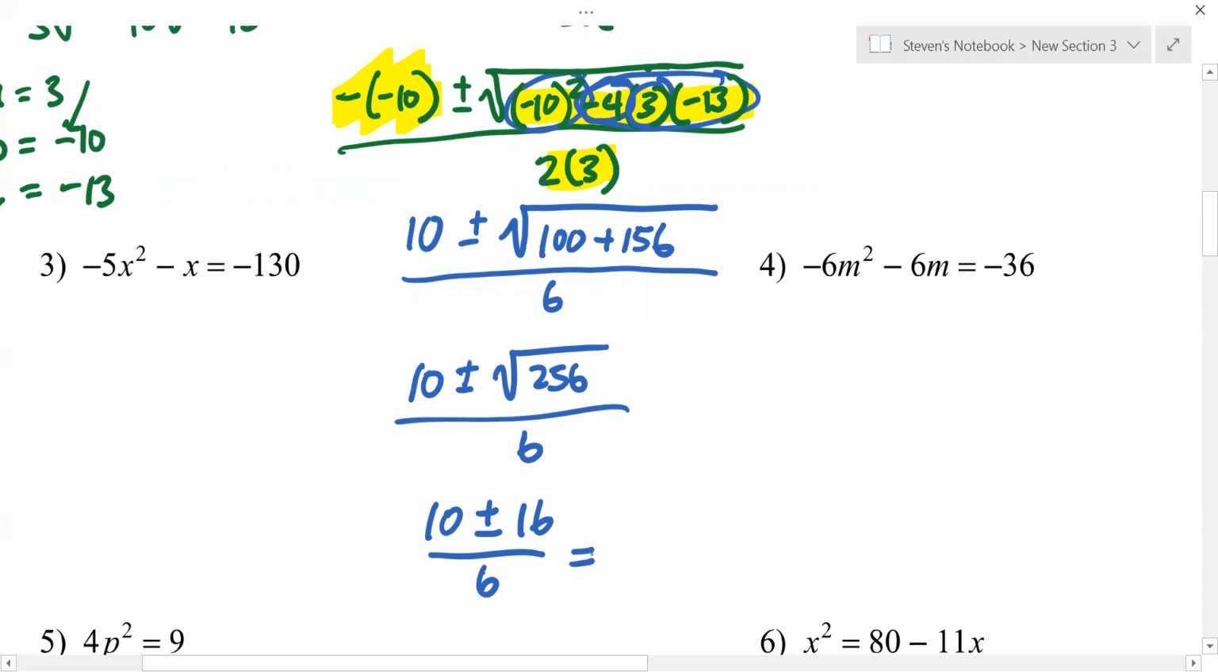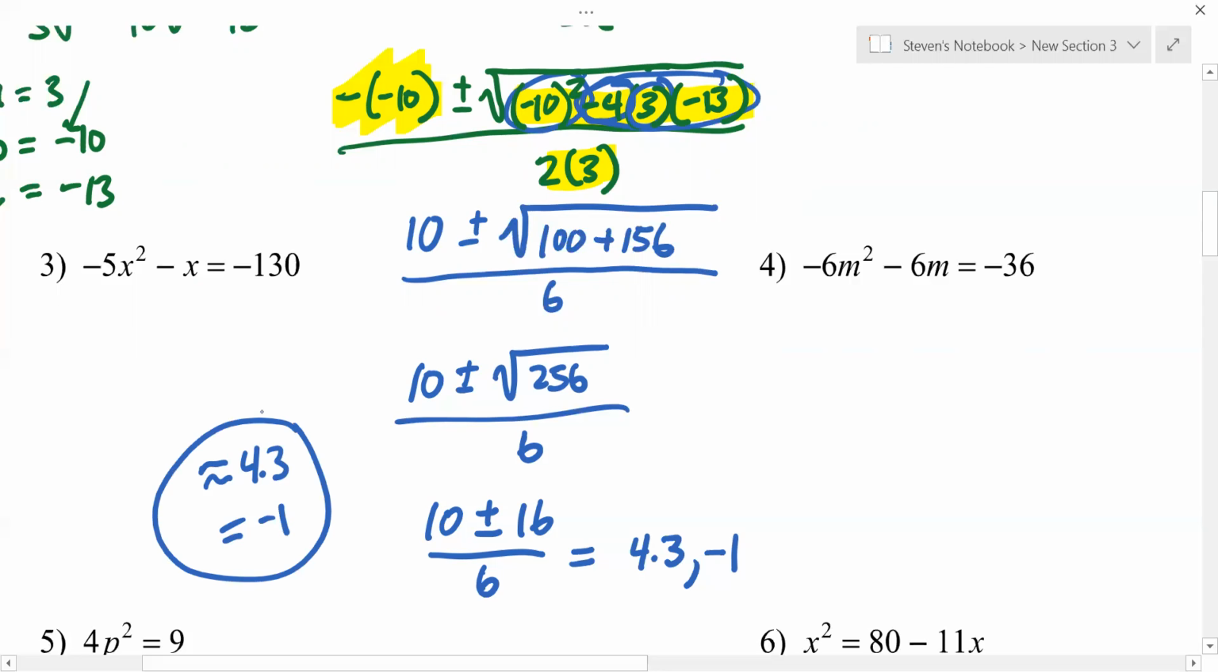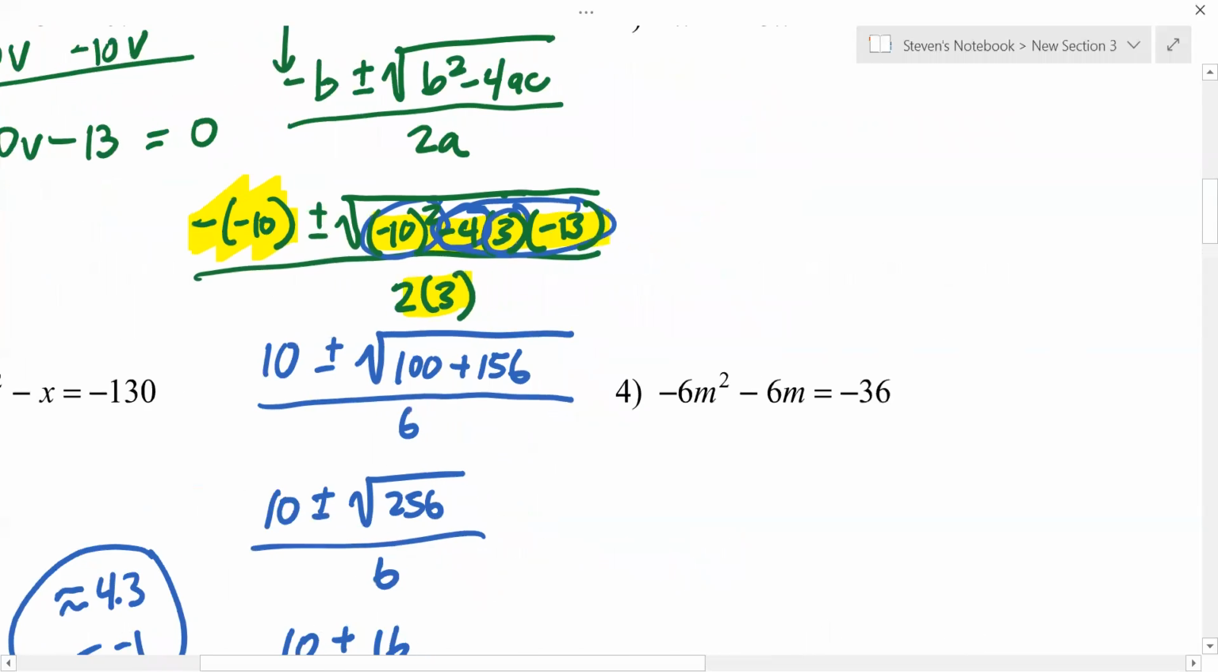All right, so we're going to get 2 answers here, right? Because it's plus or minus. So 10 plus 16 is 26, and then we have to divide that by 6. So 26 divided by 6 is about 4.3. So 4.3, that's one answer. And then 10 minus 16 is -6, divided by 6, which is -1. So those are our two solutions. One of them is approximately 4.3, and the other one is exactly equal to -1. Those are your 2 solutions, all right?